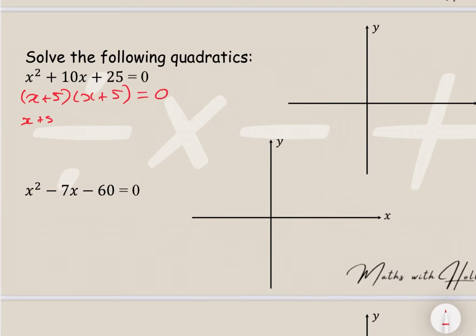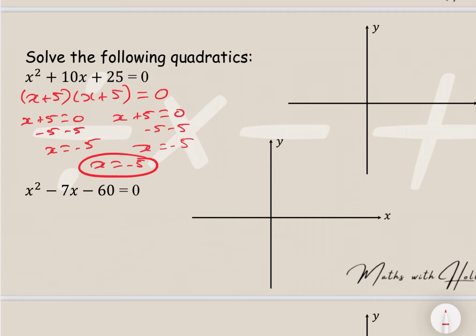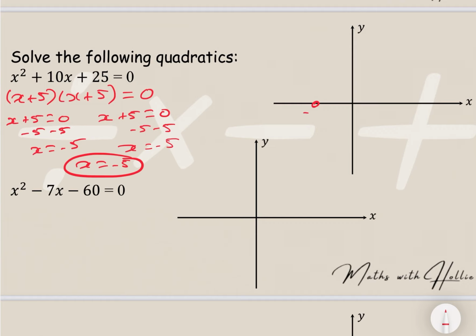So you make the brackets equal 0 separately. And in this question, it's going to be the same. So if you minus 5 from both sides, x is negative 5. So that's how I know I only have one solution, because they're the same. So if I go over to my graph, negative 5, let's say it was here, and then the number, which is c, which is my constant, that lets you know where it crosses the y-axis. So just a little quick sketch, it looks something like that. It only has one solution.